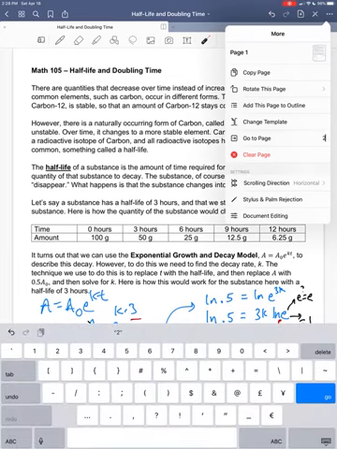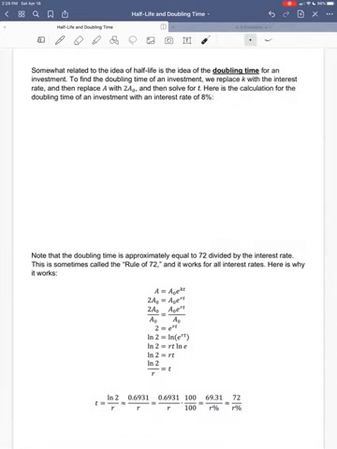Now, something sort of related to this is an idea from investing, and it's something called a doubling time. So the doubling time for an investment is the amount of time that's needed for the total value of the investment to double. So instead of having a half-life where I end up with 50% of the starting amount, here I'm going to replace A with 2 times A0. So that gives me twice the starting amount, and then solve for t.